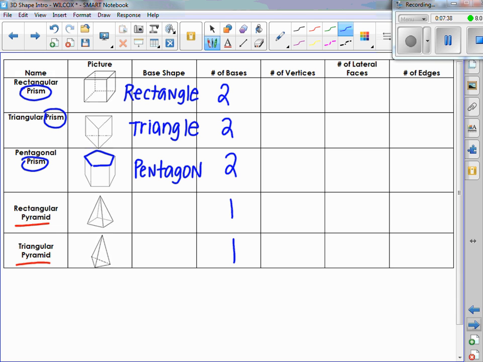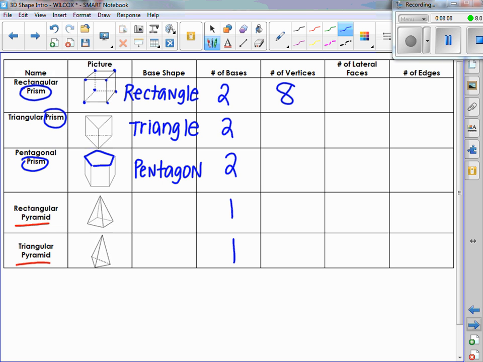Let's go ahead and finish the rest of our prisms out, and then we'll go down to our pyramids. Rectangular prism, how many vertices does it have? How many corners? So if you think about your box, you would have 4 corners up top on your top base, and then you would have 4 corners down below on your bottom base. So my total vertices on a rectangular prism would be 8.